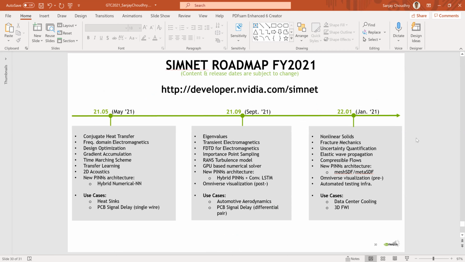So with that, I would like to conclude my presentation. This is just the roadmap. We have a continuous release cycle, somewhere between 3 to 5 months, depending on the features and use cases.